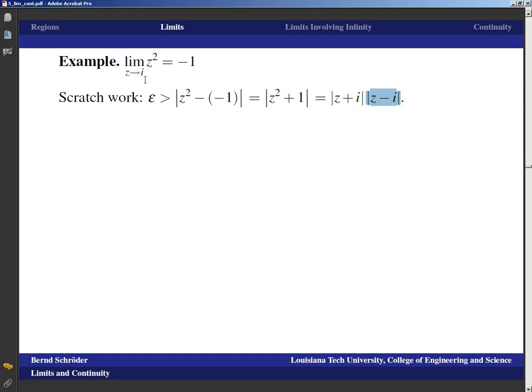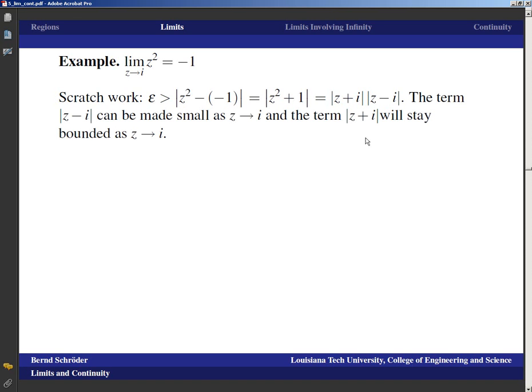Well, come on, if z is close to i, then z plus i ought to be smaller than 3 or something like that. So that ought to work. The term z minus i can be made small as z goes to i, and the term z plus i will be bounded as z goes to i. So this ought to work. I just make z minus i smaller than something that will make my final estimates work out. And so here's the clean argument.